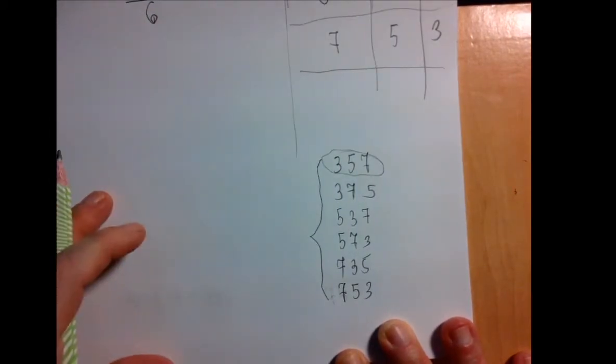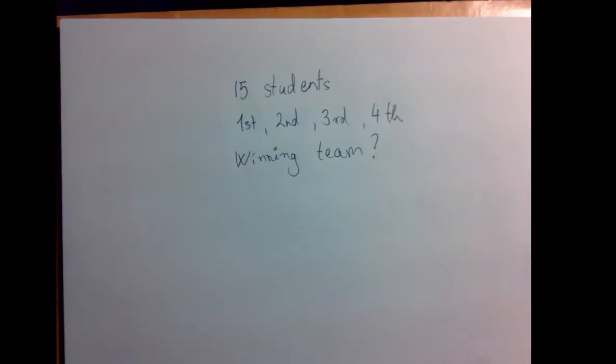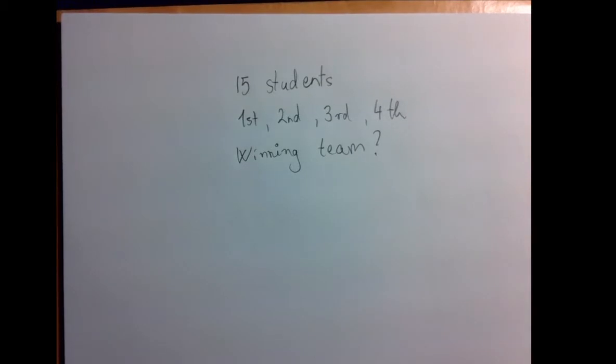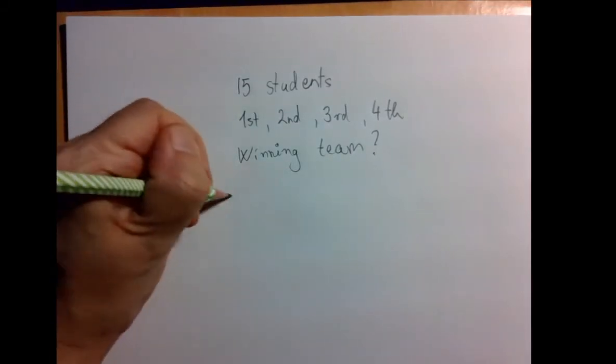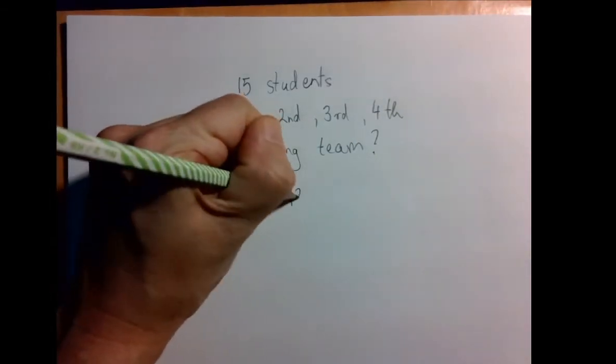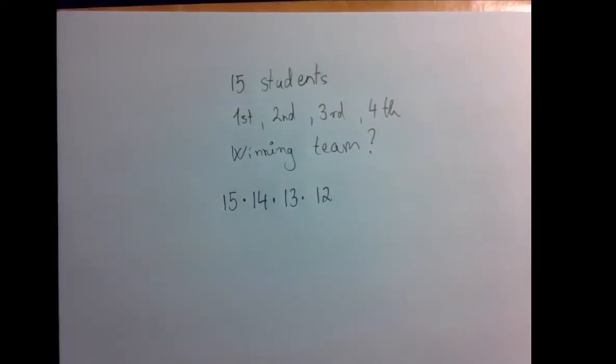Okay, so let's see another example. Suppose we have 15 students, and now the first 4 we are interested in. And let's say the winning team means the 4 people who are going to travel for the finals. So if the order matters, turns out that's an easy question, right? There are 15 choices for the first place, 14 choices for the second, 13 choices for the third, and 12 choices for the fourth. So that's done. You should probably compute that.